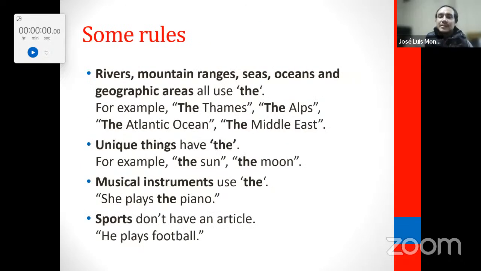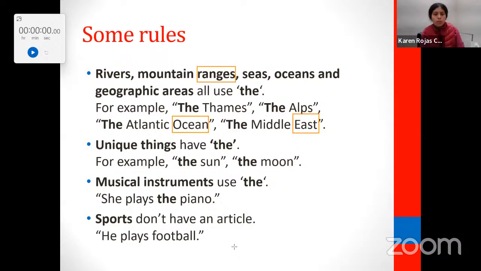And this is the last part. Here are some situations, specific rules to use the, okay? Only to use the. Let's begin reading everything, please, Karen. Okay. Rivers, mountain ranges, seas, oceans, and geographic areas all use the, for example, the Thames, the Alps, the Atlantic Ocean, the Middle East. Unique things have the, for example, the sun, the moon. Musical instruments use the: she plays the piano.